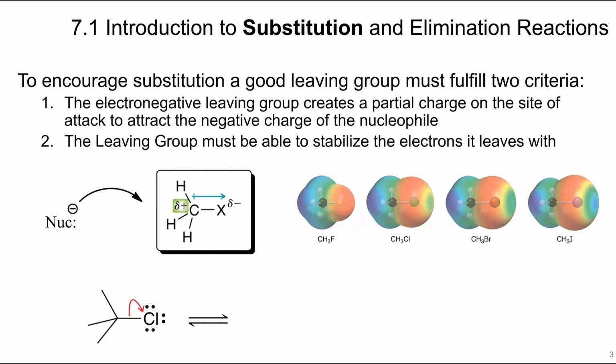To encourage a substitution reaction, you must have a good leaving group, and the leaving group has to fulfill two criteria. The electronegative leaving group has to create a partial charge on the site of the attack to attract negative charge of the nucleophile. The leaving group must be able to stabilize the electrons it leaves with. So what that means is the nucleophile has to be negative, the electrophile needs to be positive or partially positive to attract the nucleophile, and then the leaving group must be able to support and stabilize the negative charge.